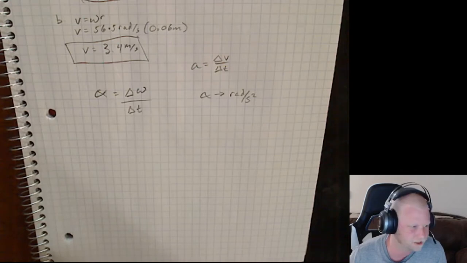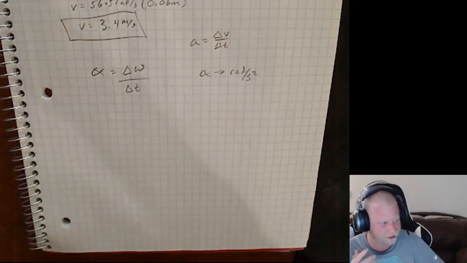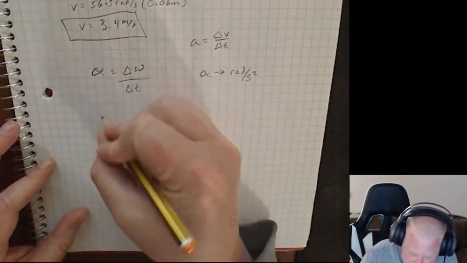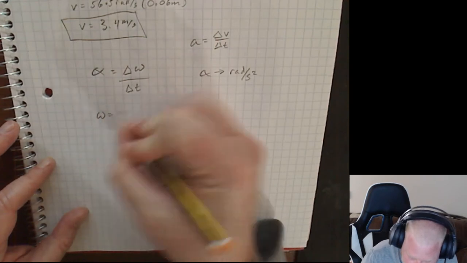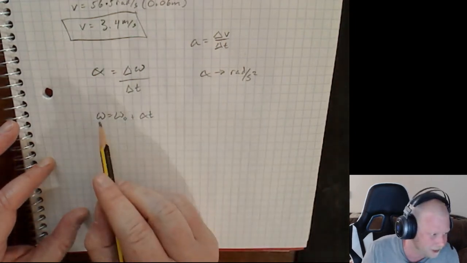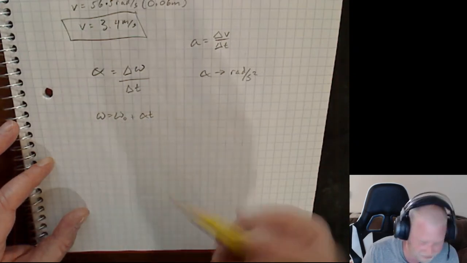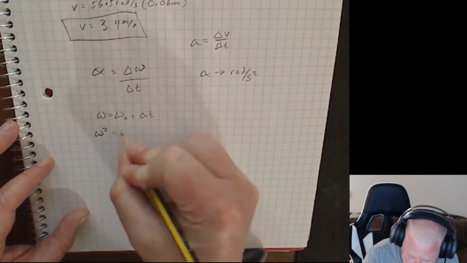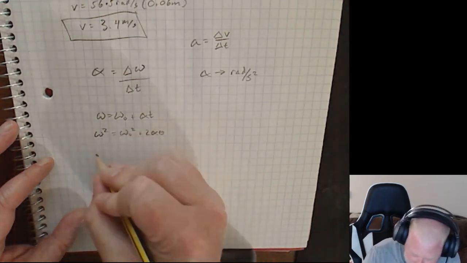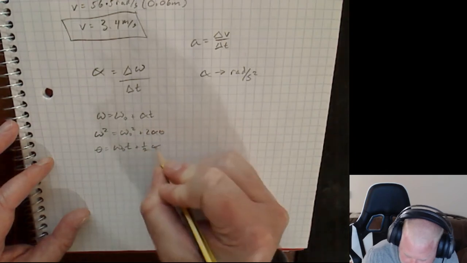Now, just like with linear kinematics, if we have angular acceleration, we can derive 3 kinematic equations. Now, these should look really familiar to you. Our final angular velocity equals our initial angular velocity plus angular acceleration times time. Omega squared equals omega naught squared plus 2 alpha times theta. And theta equals omega naught t plus 1/2 alpha t squared.